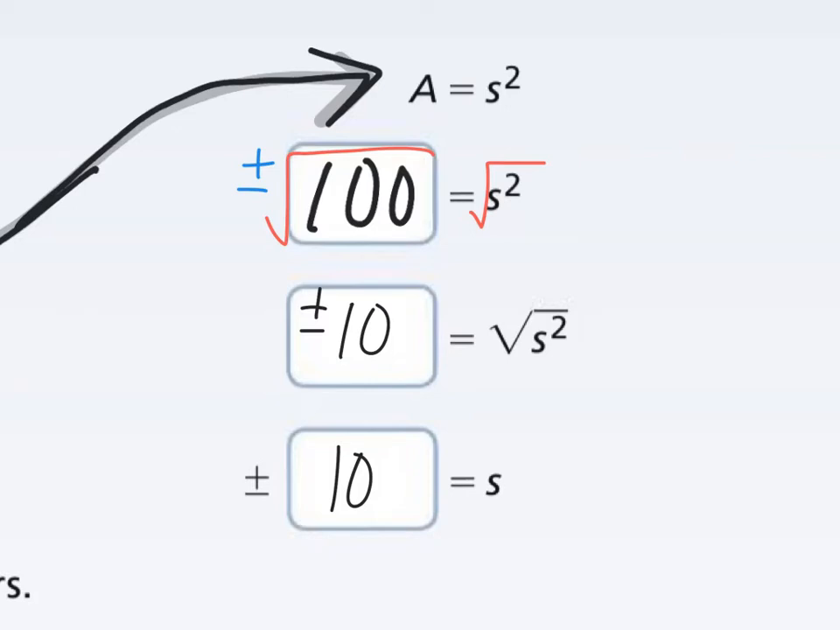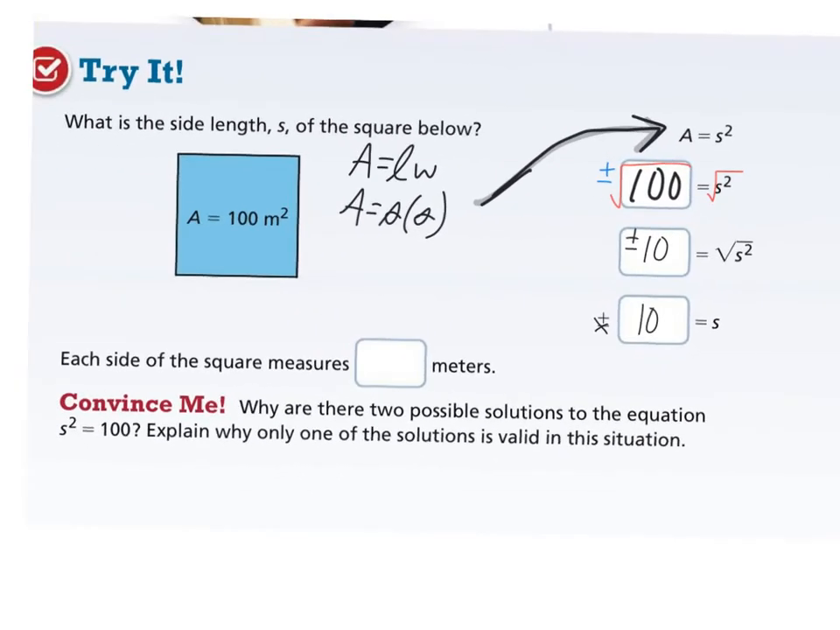And then we can think about that we're talking about the sides of a square. So on a square, a side could be 10 meters long, it can't be negative 10 meters long. And so at that point we can cross out the negative. And then over here, we could say each side of the square measures 10 meters.